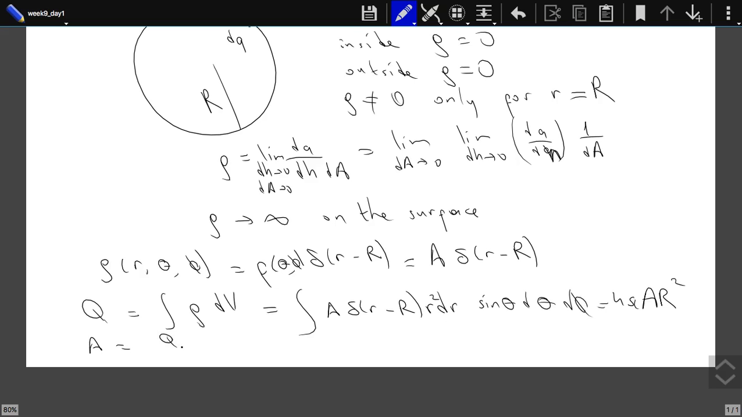So A is just Q over 4 pi r squared, and hence rho is equal to Q over 4 pi r squared Dirac delta r minus r. Well, Q is the total charge, which we know is distributed uniformly over the surface of the sphere. 4 pi r squared is the total surface of the sphere. So Q over 4 pi r squared is basically just charge per area. And that is what we call the surface charge density, which we usually denote by sigma.